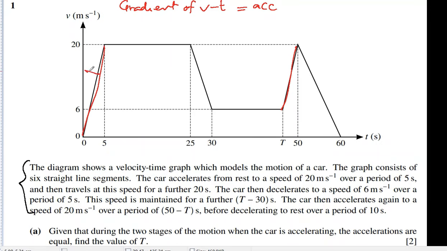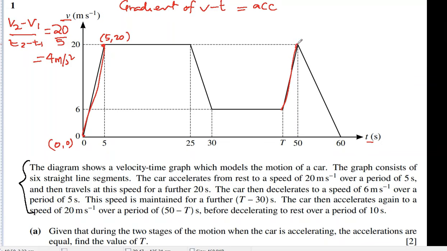So let's find the gradient of this line first. We know the formula for that is y2 minus y1 over x2 minus x1. But here we have v and t, so we will say v2 minus v1 over t2 minus t1 will be the gradient, which is acceleration. So let's write the coordinates of this part, which is 5, 20, correct? Coordinates of this is 0, 0. So the gradient becomes 20 minus 0 over 5 minus 0, which is 4 meters per second squared. And the same acceleration will be here.